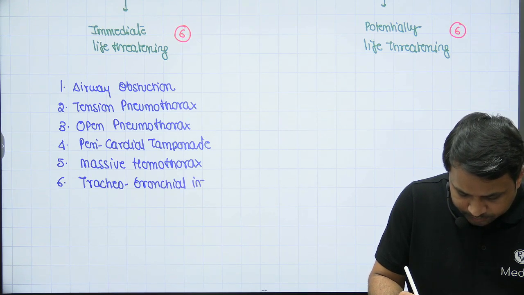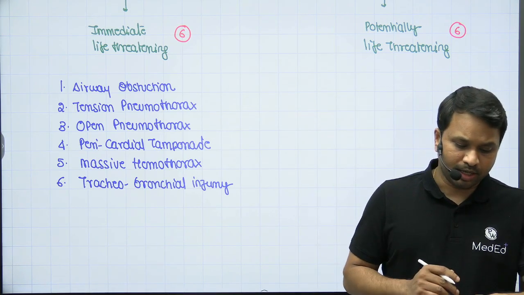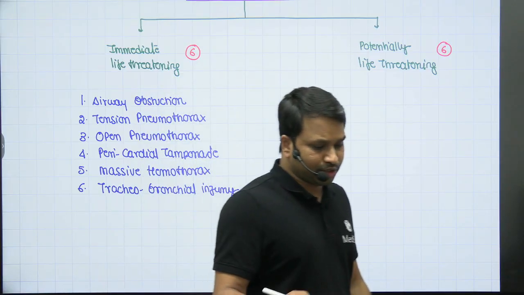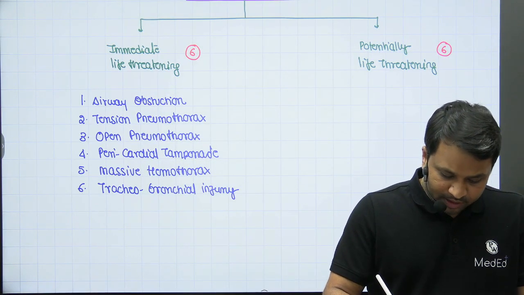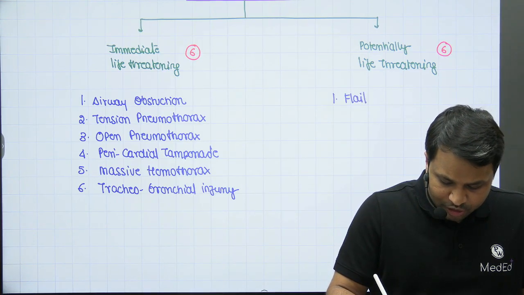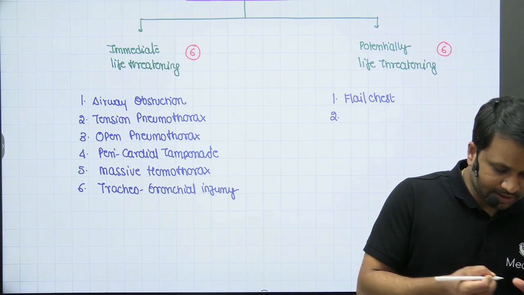Tracheobronchial injury, right? So this qualifies as immediate life-threatening injuries. What are the potentially life-threatening injuries? In the potentially life-threatening injuries, number one, we have the flail chest. We'll talk about the definition of flail chest as well.